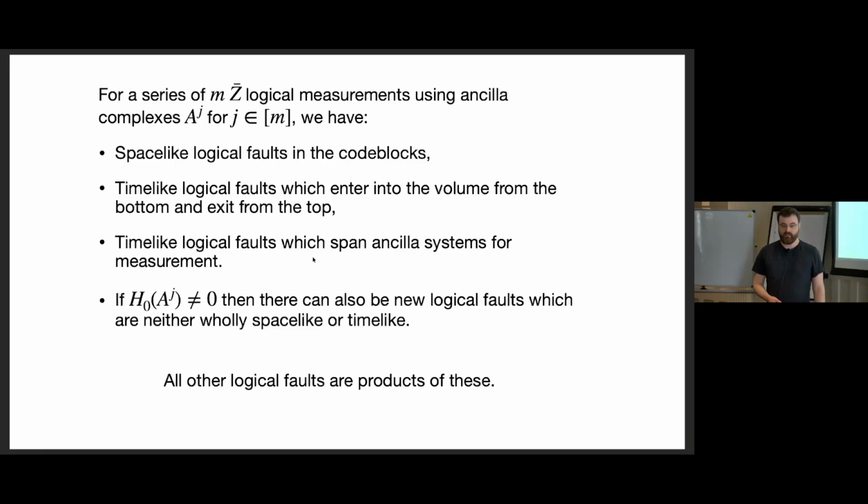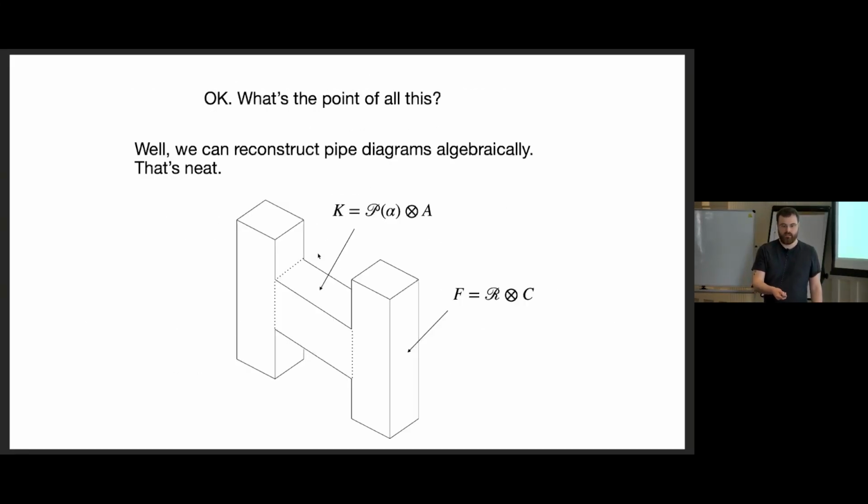I then have some time-like logical faults which span the ancilla systems for measurement. So if I go back to this guy here, then I'll have some time-like logical fault which starts here and then goes all the way up here, so that when you take your product of these checks, it will be consistently wrong every single round that you do this. And this is importantly in a different equivalence class to a logical fault which flips the logical which you're measuring, because it's kind of like the difference between having a check error and having a data qubit error which flips a check. These are different classes of things.